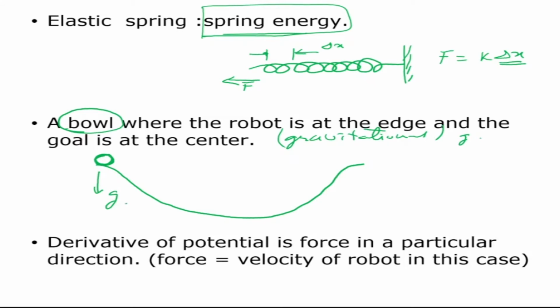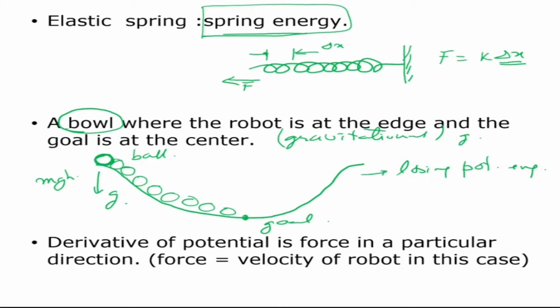Now the robot is at the edge and the goal is at the center, let's say. Now, what would happen to the robot? Gravitational energy, gravity is going to attract the robot, and the robot will start rolling down. So it's like a ball which is sitting there. Now, what is happening is it was having a potential energy mgh. So as it is coming downwards, what is happening? It is losing potential energy.